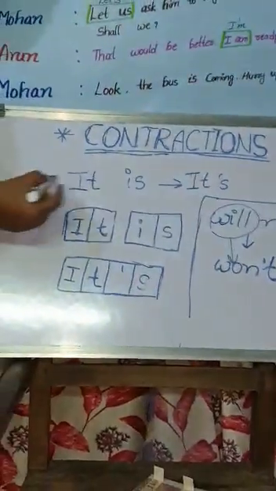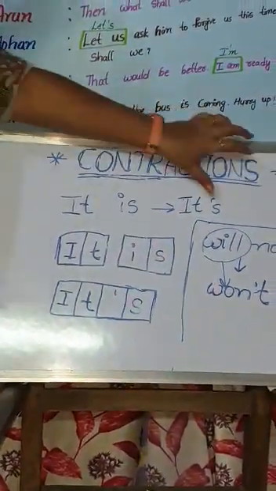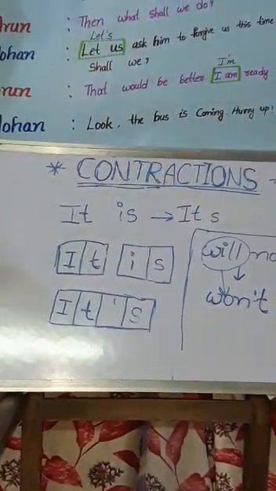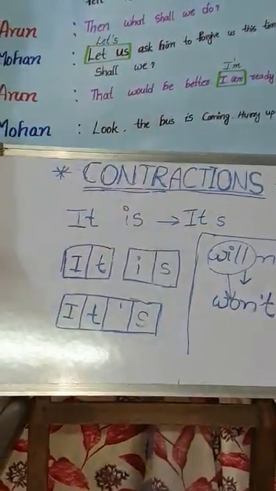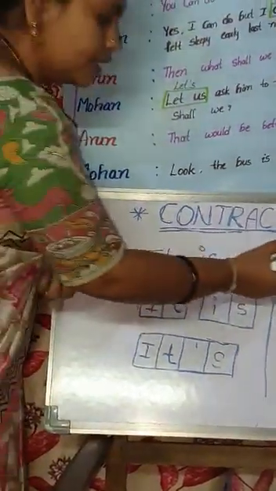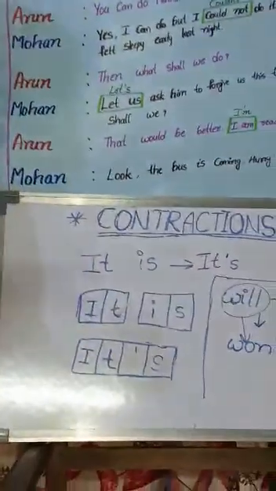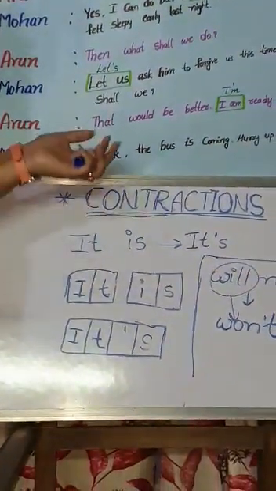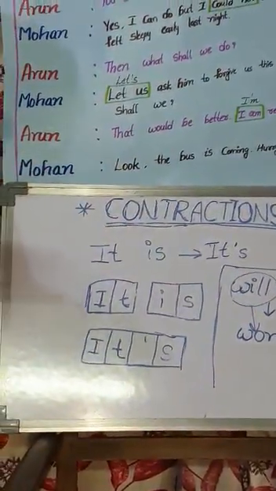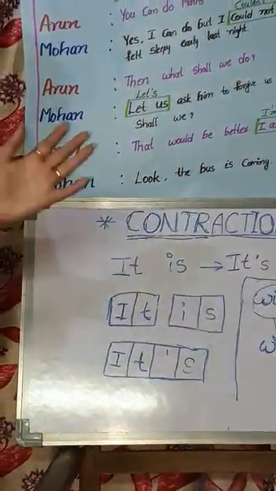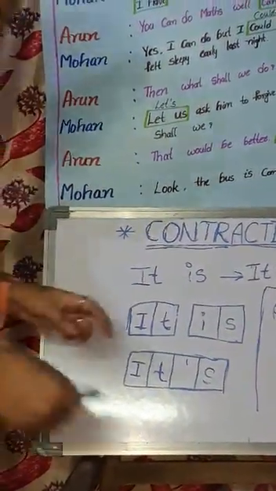For example, take this example, it's. It's is a contraction of it is. When I remove this apostrophe here, it becomes a possessive pronoun, its. So if I put the apostrophe here, it becomes a shorter form, or it becomes a contraction. So the apostrophe plays an important role in these contractions.